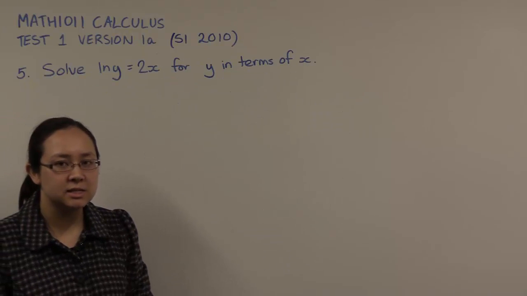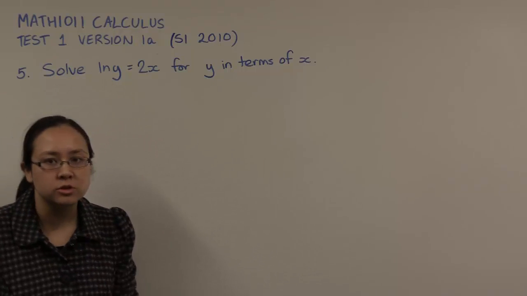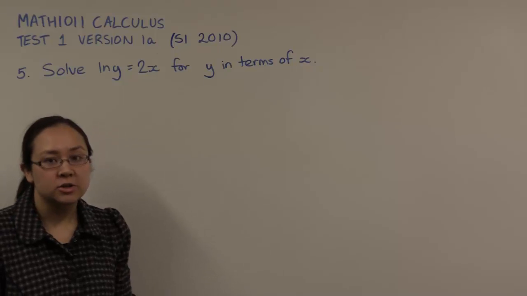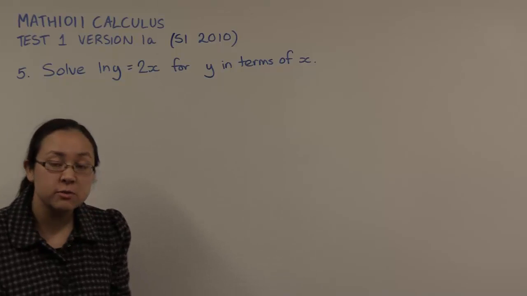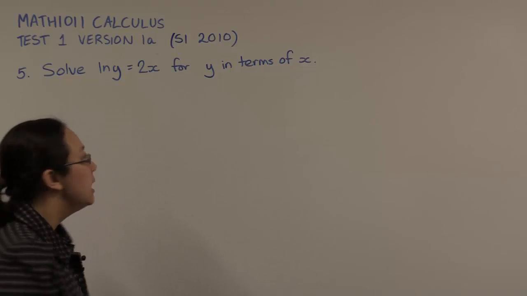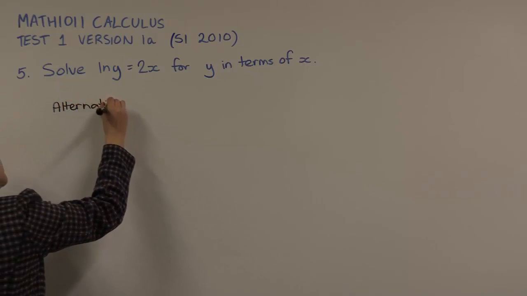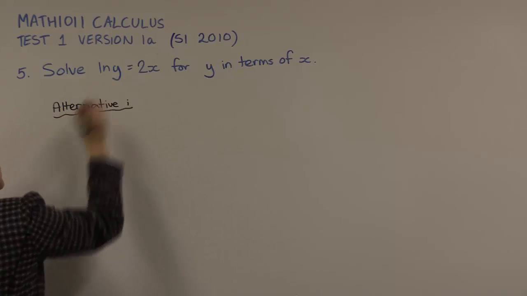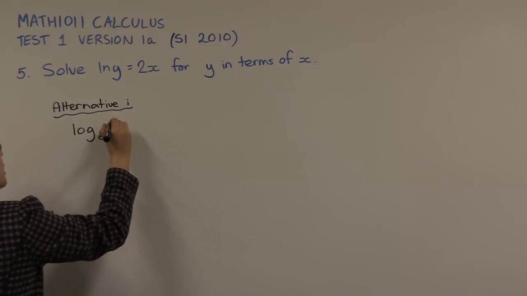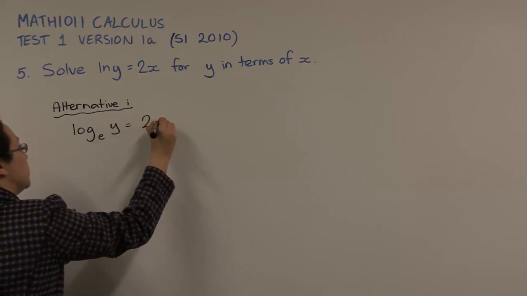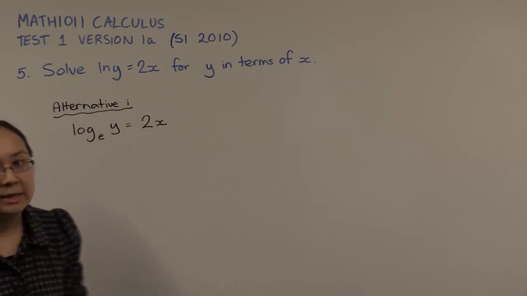The final question on this class test involved a logarithm, so we needed to solve ln y equals 2x for y in terms of x. So we need to make y the subject of this equation. There's two different ways you might think about this sort of question. The first way you might think about it: I'm going to write this ln as log base e, just for the purpose of showing you what's going on. So ln y is log base e of y, and that equals 2x.